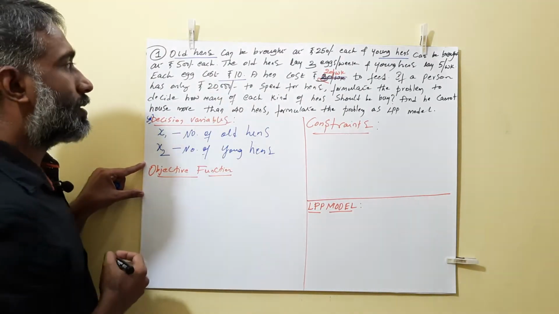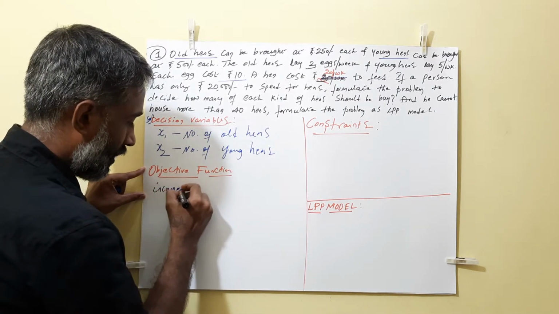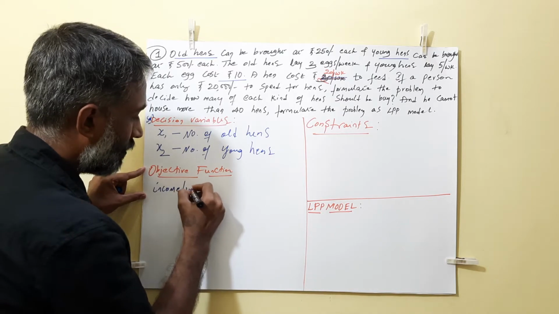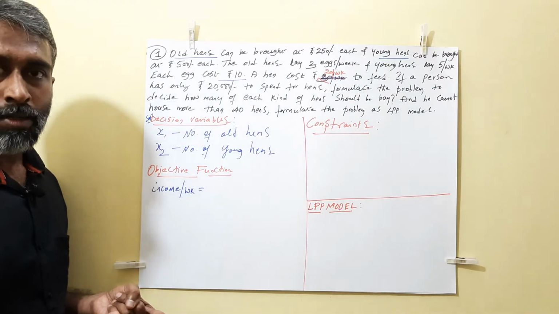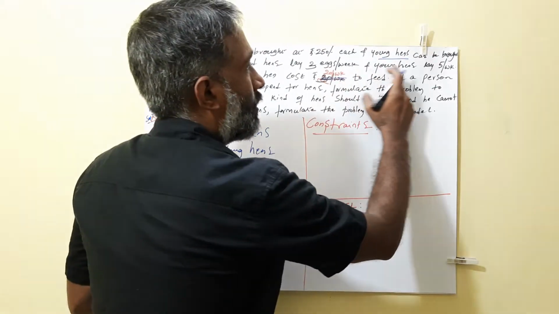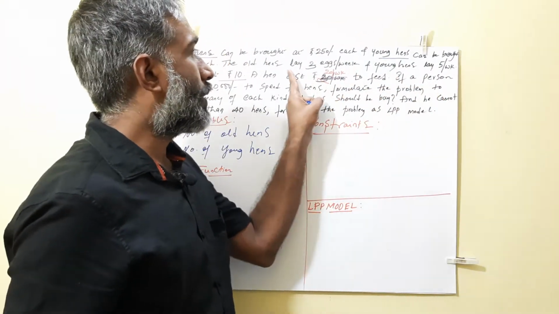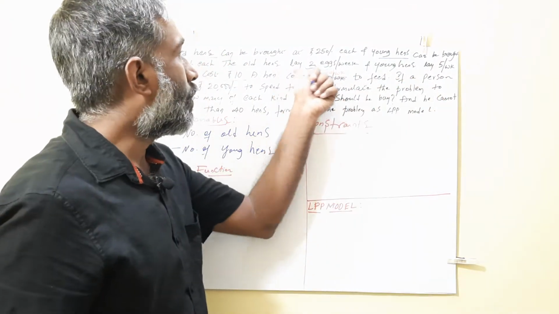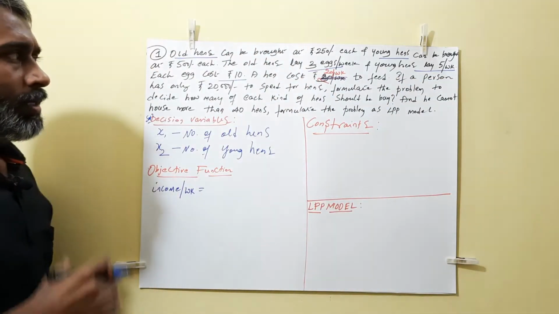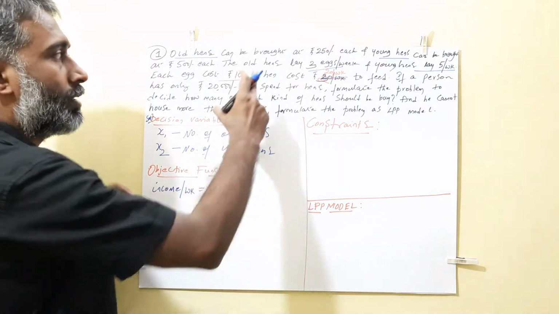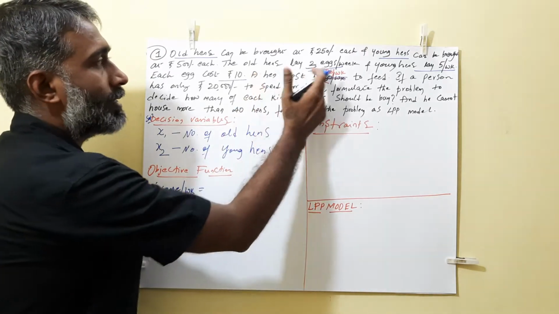So first let us see what the income is. Income per week depends on the number of eggs, and it also depends on the number of young hens and old hens. The old one will lay 3 eggs per week, and the young ones will lay 5 per week. So the old hens will lay 3 eggs per week.